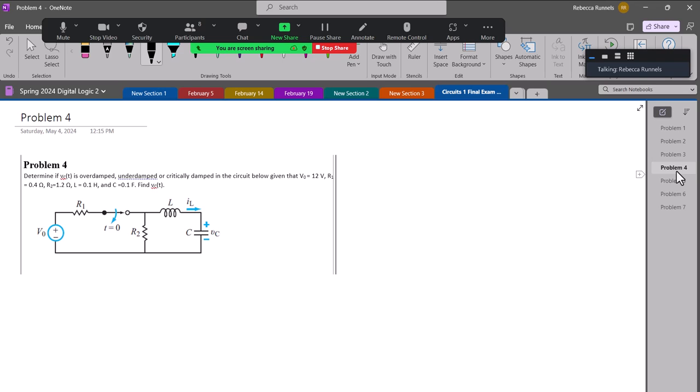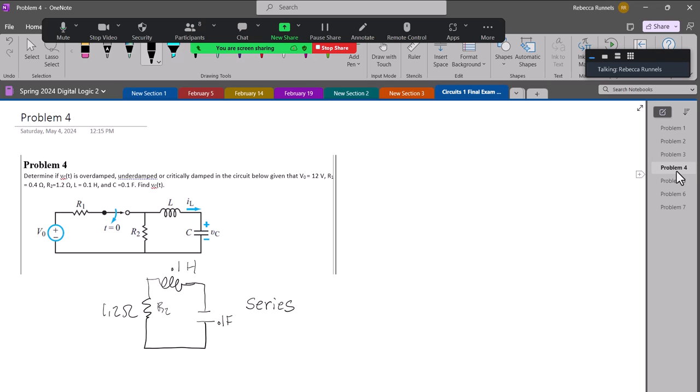All right, so first we have to figure out what kind of circuit we have. We assume that the switch has been here for a long time, and then at time t equals 0 it opens. And when that happens, this is the circuit we're left with. So that is a series circuit, so we know we have series. And L is 0.1 henries, and R2, the one that's in our transient circuit here, so that's the one we have to use, is 1.2 ohms. And the capacitor is 0.1 farads.